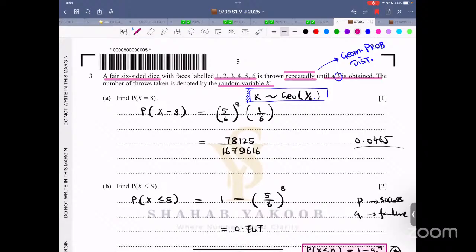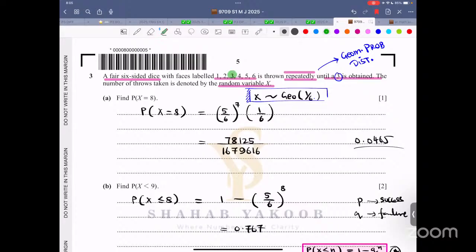Now it says a fair six-sided die with faces labeled 1, 2, 3, 4, 5, 6 is thrown repeatedly until and unless a 3 is obtained. Geometric probability distribution. The number of throws taken is denoted by random variable X. Find the probability that X equals 8. So now over here, the focus is on the number 3. Let me highlight this number 3.